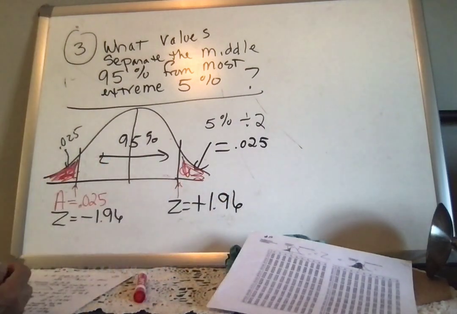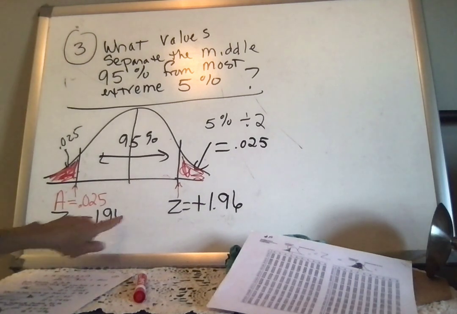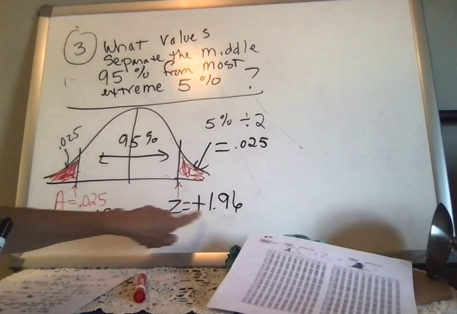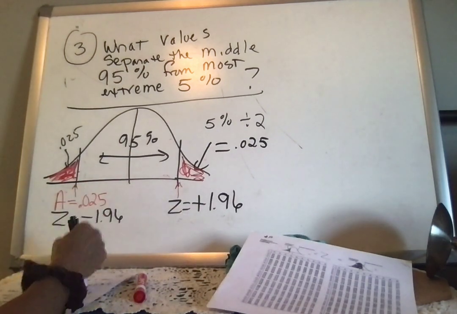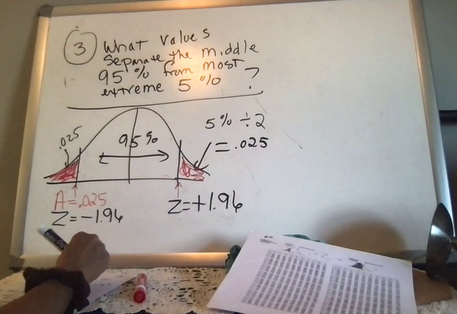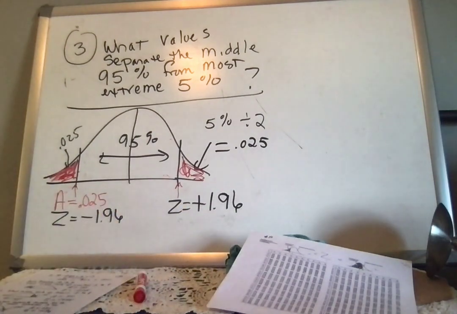So stuck in between the 1.96s is 95% of the curve. These numbers, plus or minus 1.96, are the most famous number in statistics. When we start confidence intervals, I don't know, in a few weeks, you're going to see that number come up so much.